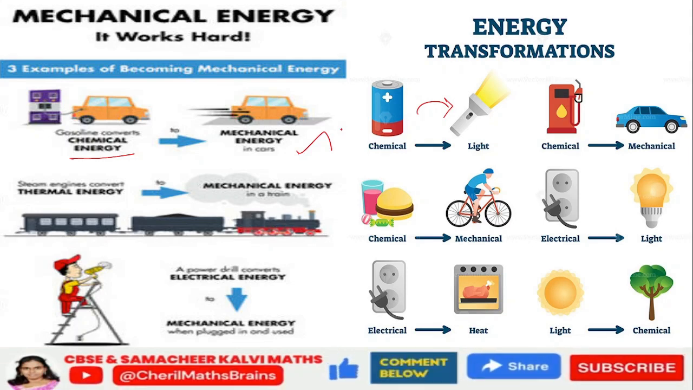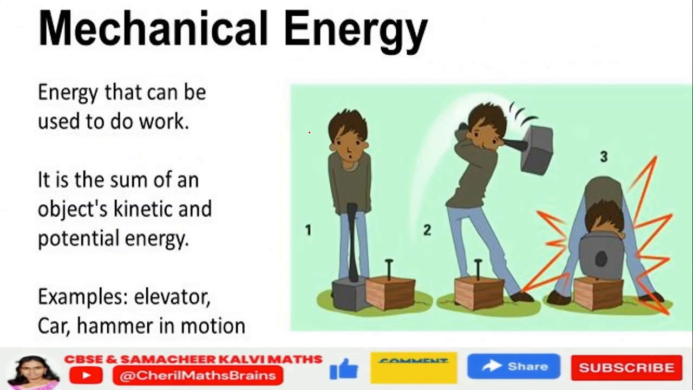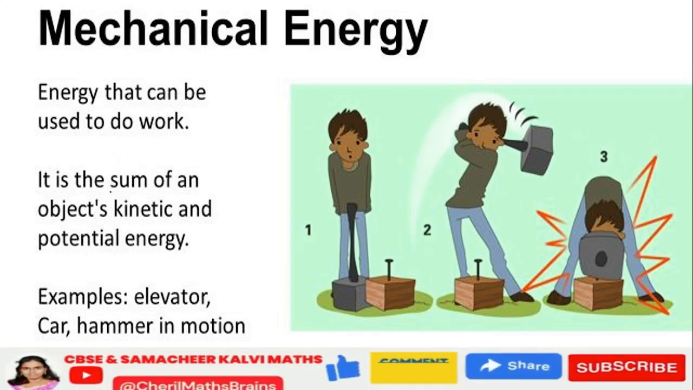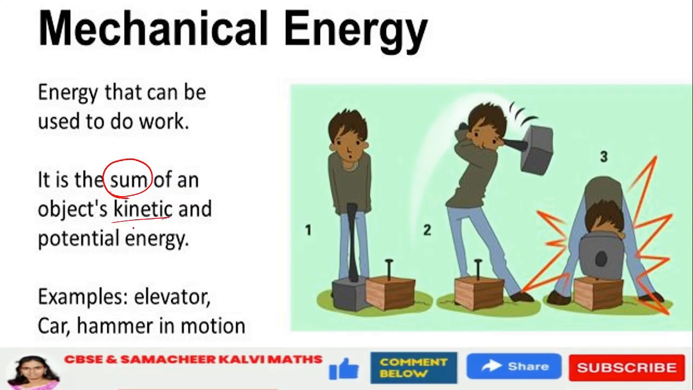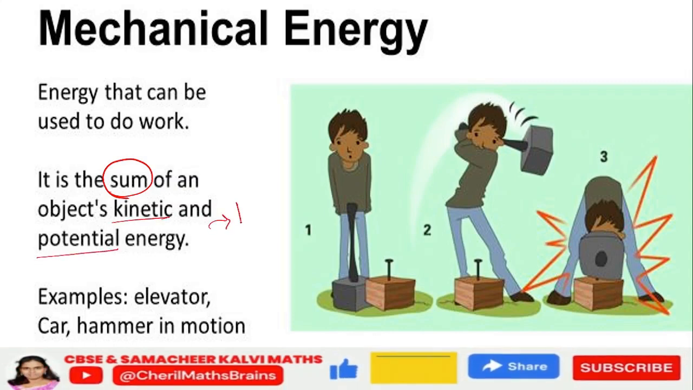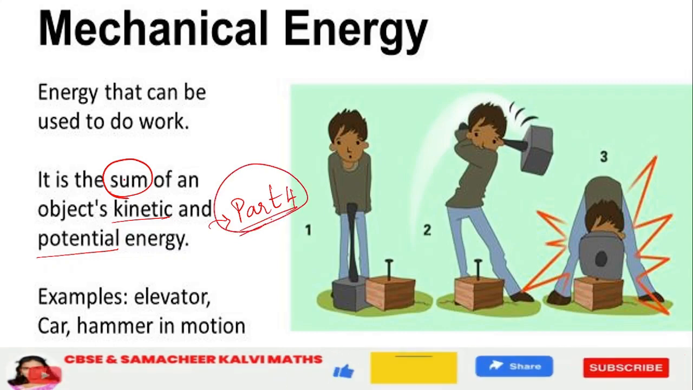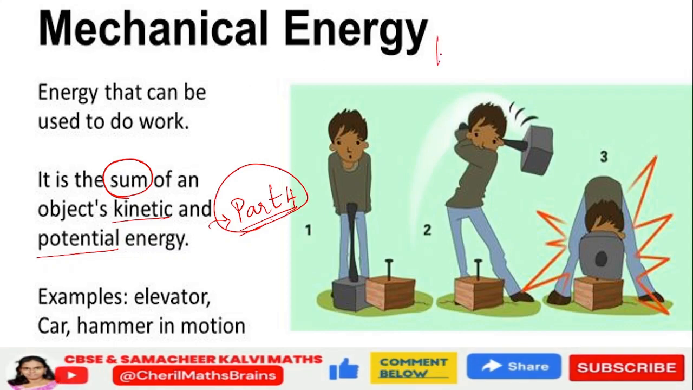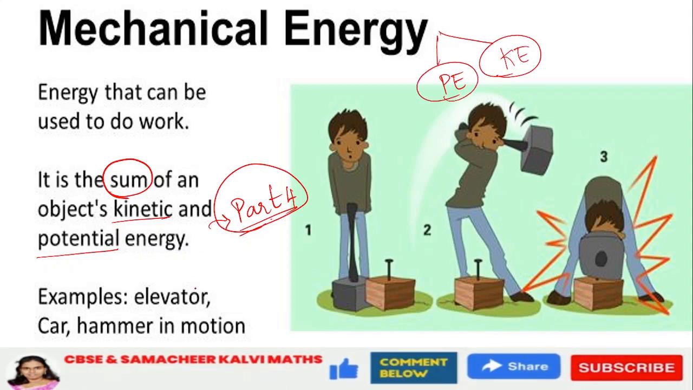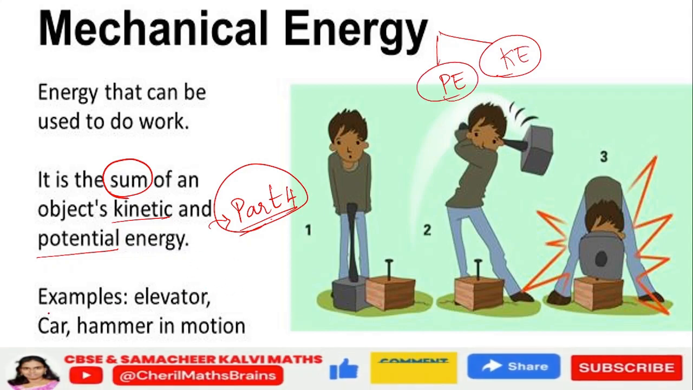Is it clear, children? So this is your mechanical energy, that is nothing but energy that is used to do work. It is the sum of the object's kinetic and potential energy, which you will be learning in part 4. As I told you at first, you have two types here, potential energy and kinetic energy. We will learn about each of these in the upcoming videos. So the best examples are an elevator, a car, a hammer in motion. All these are examples of mechanical energy.